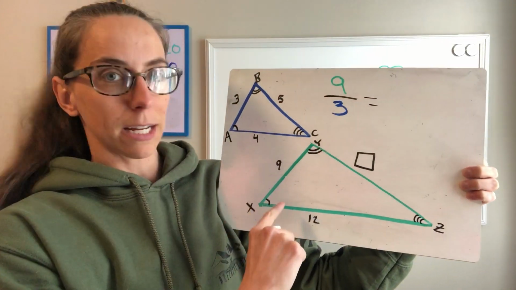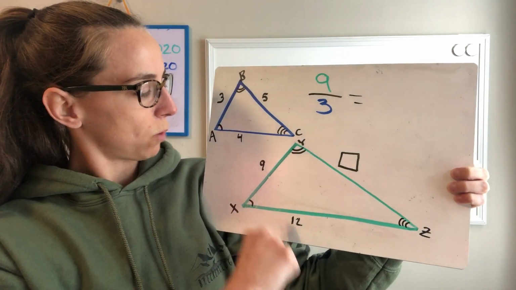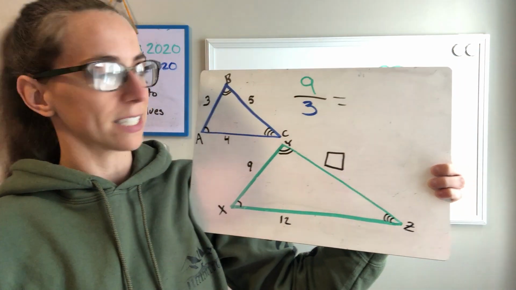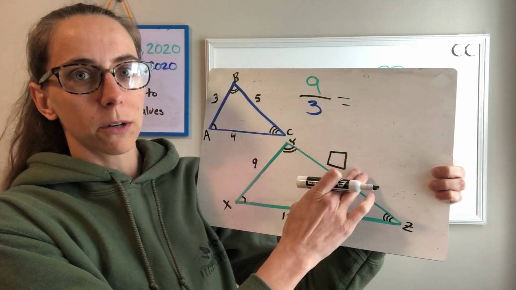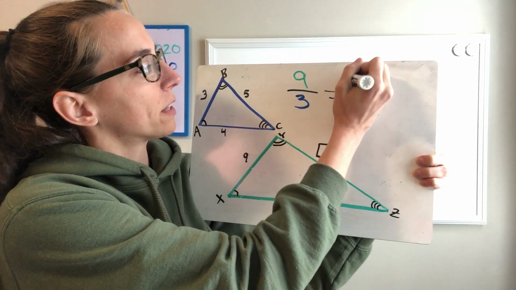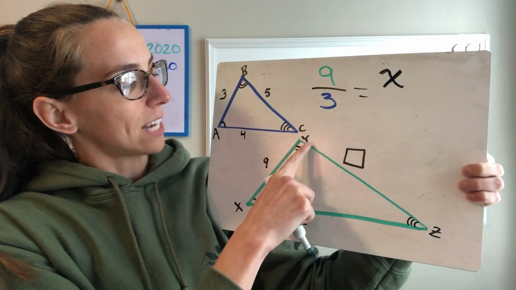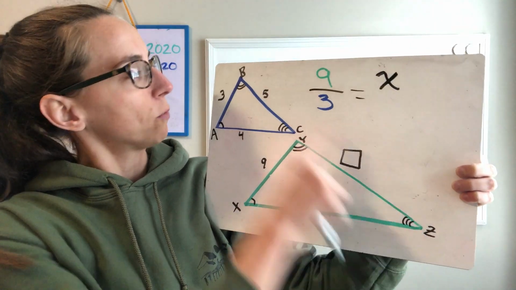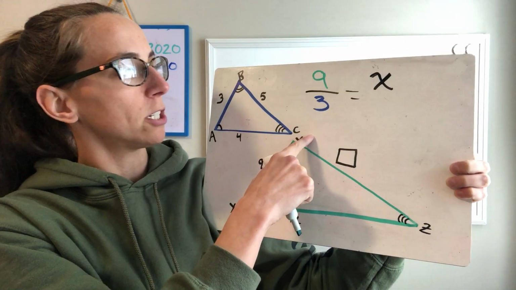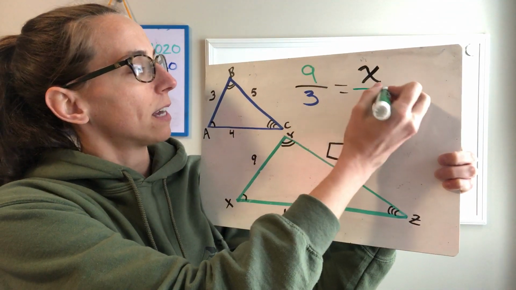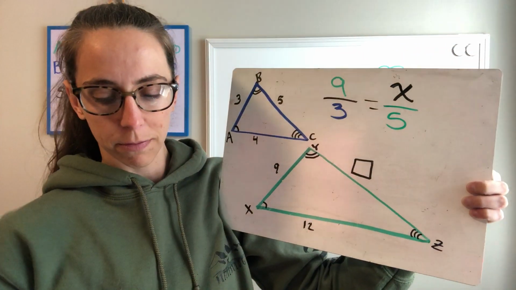Remember, they're the same. So the same thing would be true about 12/4. We'll prove that in a second. But my new value is what I don't know. So I can call that X. I'm not sure what that value is, but I do know that the side that corresponds with YZ would be BC because of its position. And that has a value of 5.